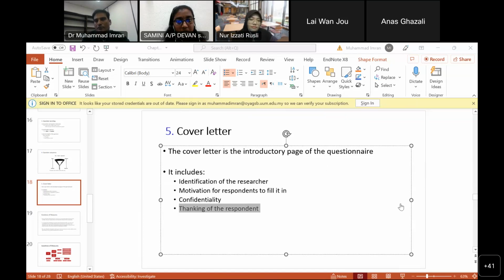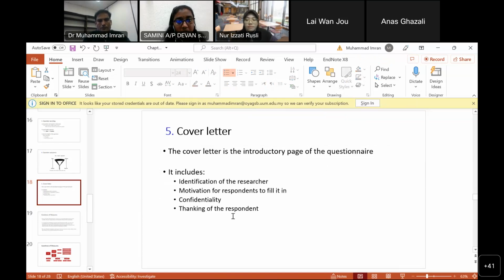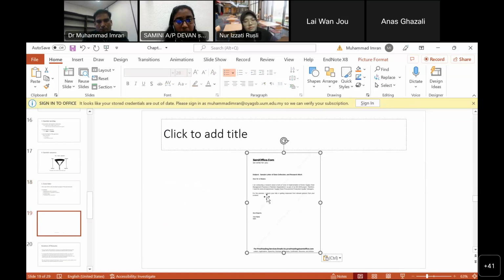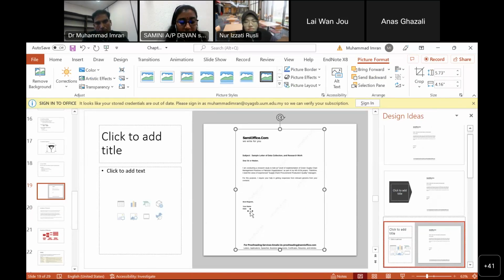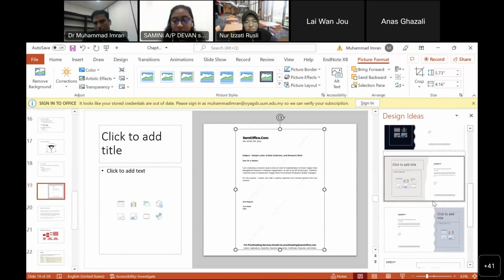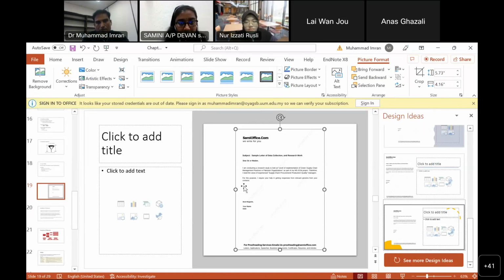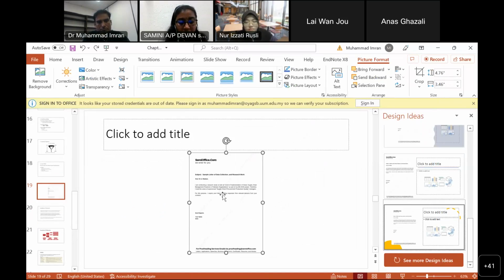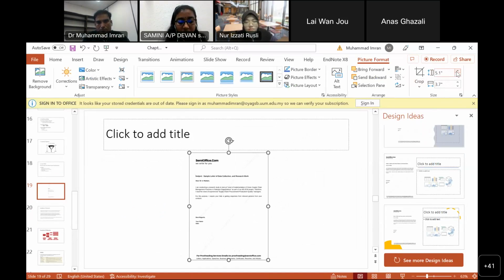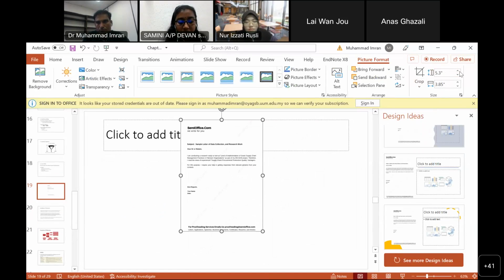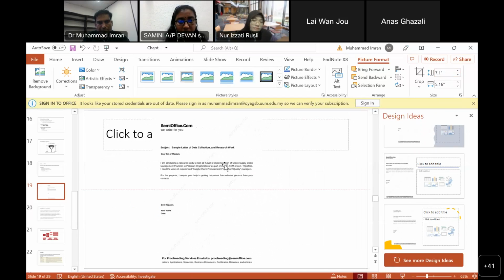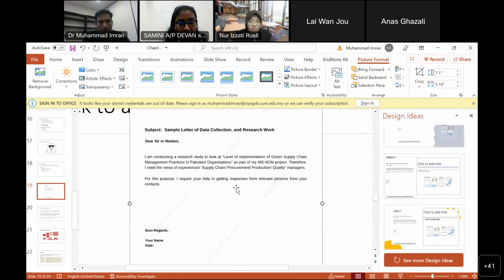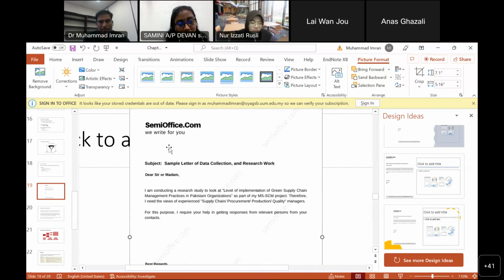Yeah, maybe this one, very simple one. I can give you. For your example, see here, subject, here maybe the name and everything from the university.